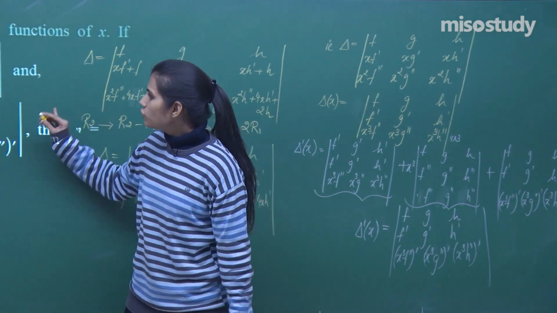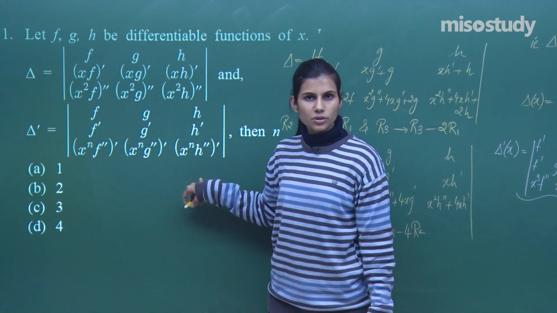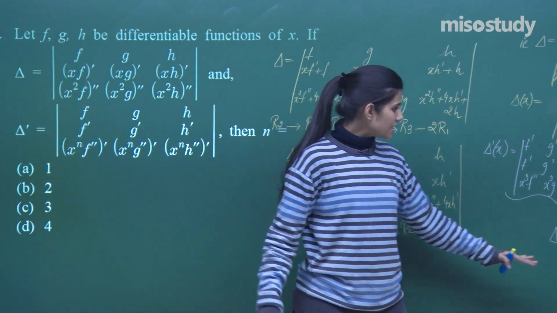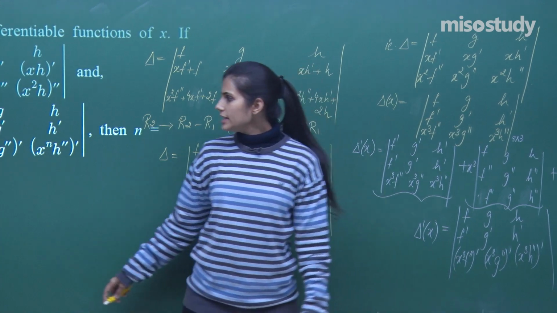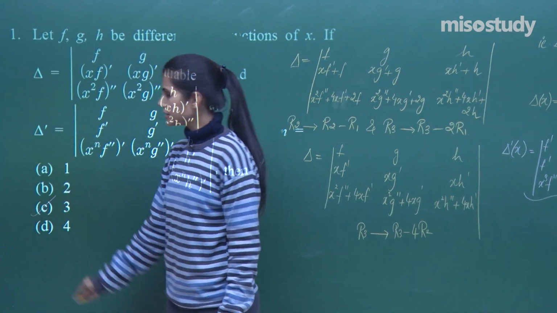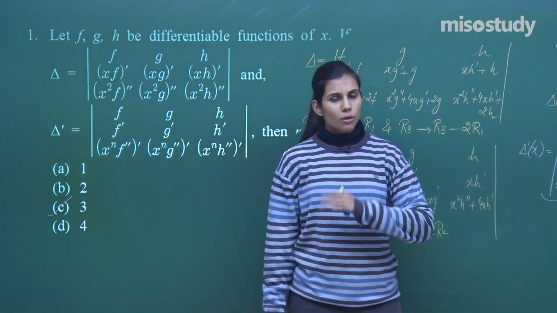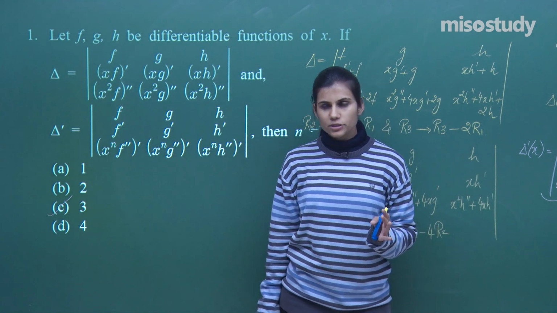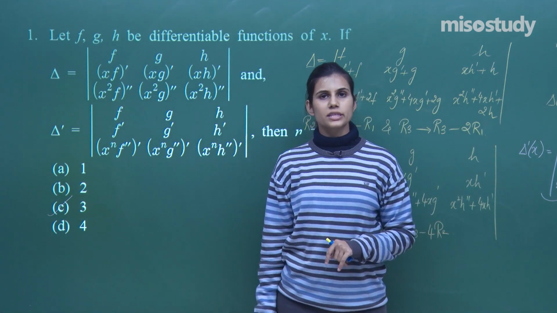So for what value of n is delta dash equal to this? We know this is my delta dash for n equal to 3, and that is the answer. That's how you apply the differentiation of determinant concept to reach the solution of questions like these.